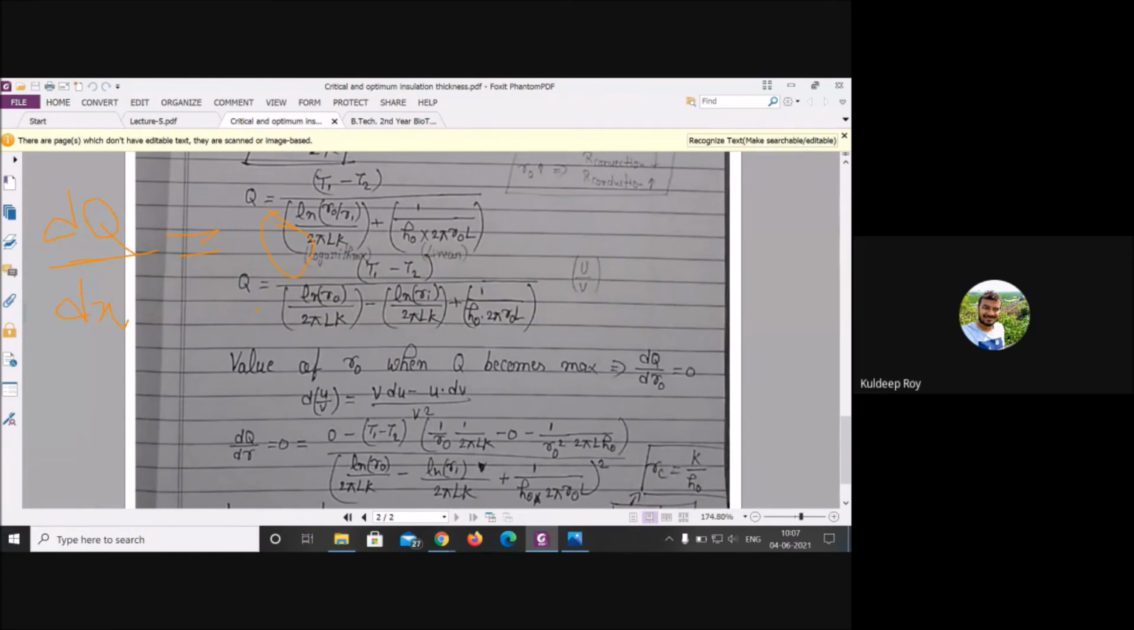How will you determine, if you have any kind of equation, y is equal to x cube, xy square and y square, the maximum of this value? Generally, you have to differentiate del y by del x and make it 0. First differentiate this value and put it equal to 0. Then you will get to know at what point you will get the maximum of this whole equation.